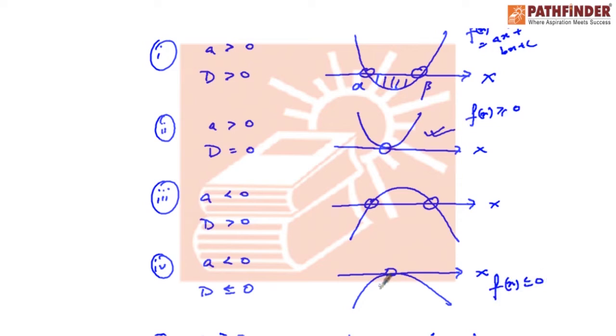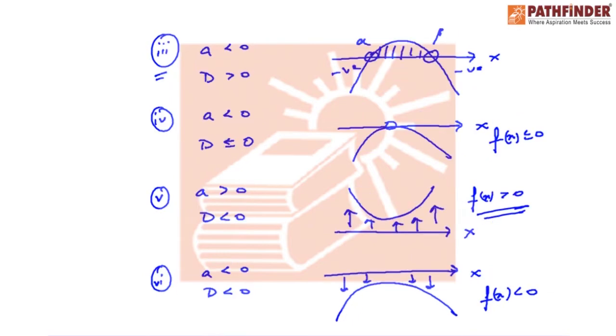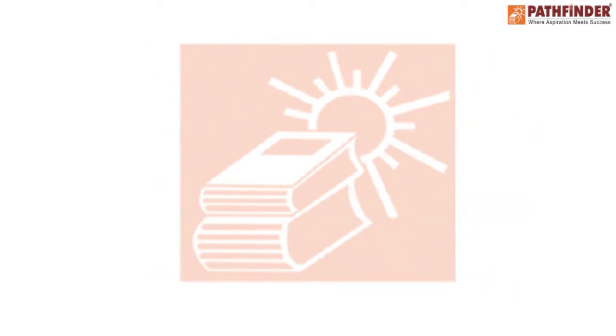And here, as we just discussed, if you are looking at case 3, you can easily say that f(x), the value of the function, will be positive between alpha and beta and negative elsewhere. So this was about the concept of nature of roots. Next, we talk about the relation between roots and coefficients. The relation between roots and coefficients.